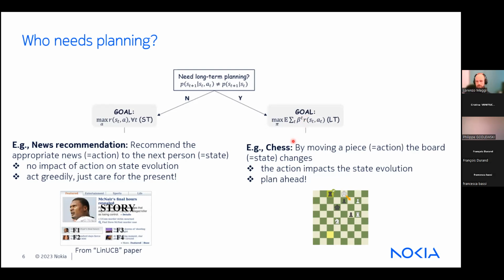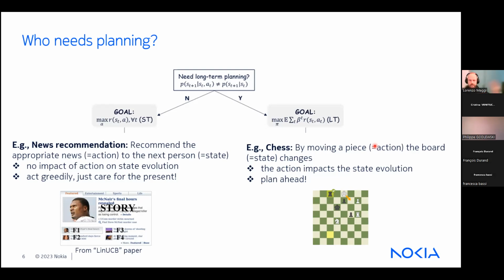Otherwise, chess. This is clearly a long-term planning problem. By moving a piece, which is our action, the board state changes. And the action that we take now has a clear impact on whether we win the game at the end. And by the way, this is what is called a sparse reward problem, where the reward is instantaneously zero. No one gives you a candy because you move the right piece. The reward is only at the end, whether you win or lose. But it's still a reinforcement learning problem.